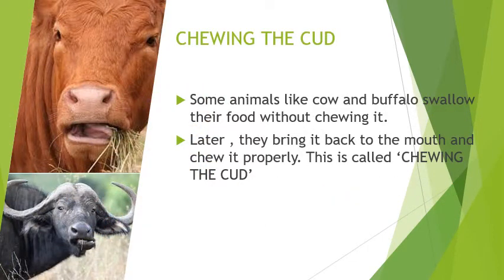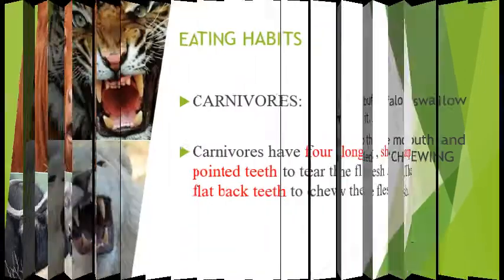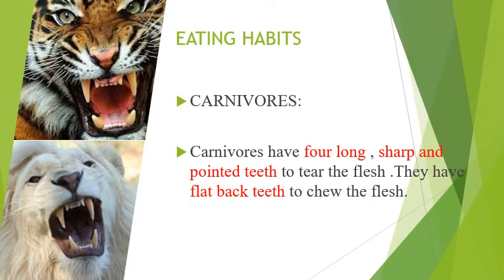Some animals like cow and buffalo swallow their food without chewing it. Later, they bring it back to the mouth and chew it properly. This is called chewing the cud. Carnivores like lion and tiger have 4 long, sharp and pointed teeth to tear the flesh, and they have flat back teeth to chew the flesh.